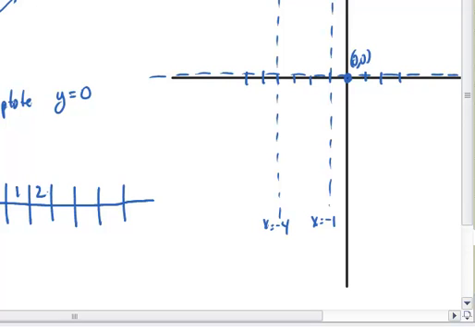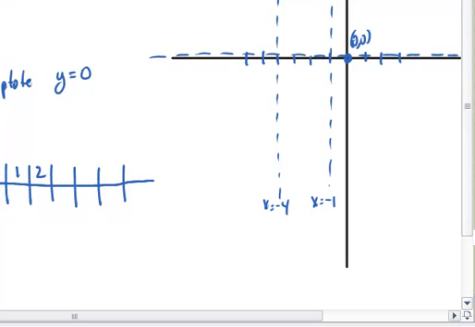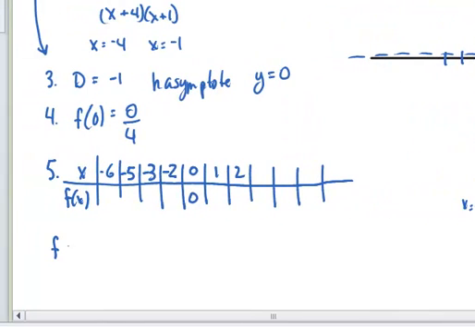So now I'll show you how to do one test point, and then I'll fill out the table and save you the time of having to watch me do all the work.